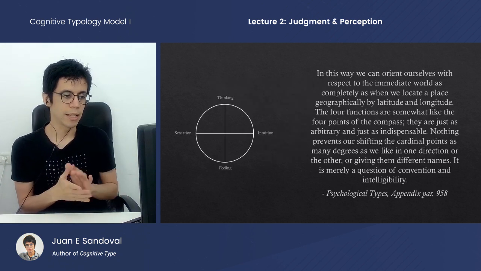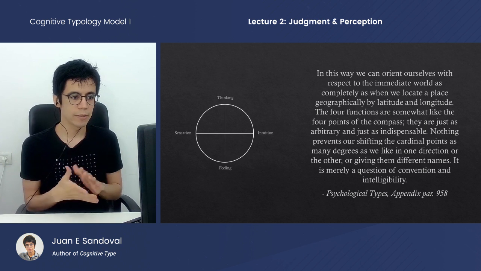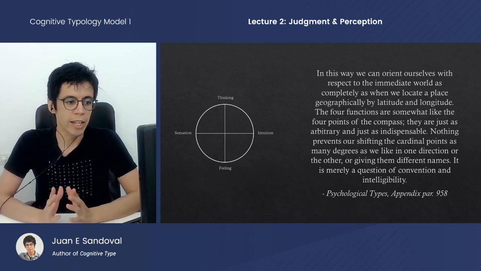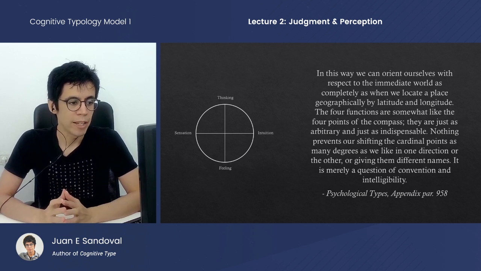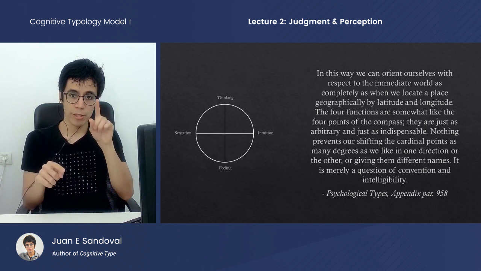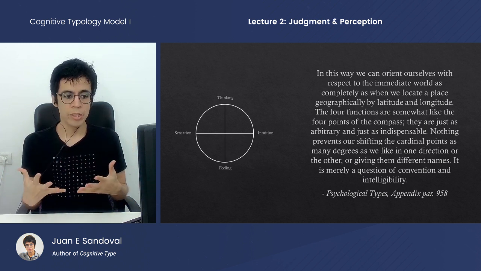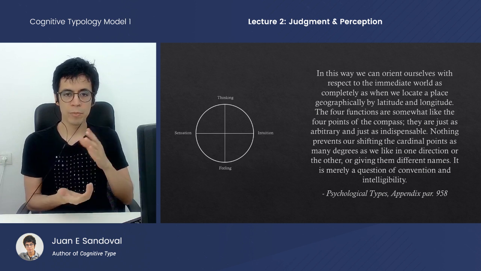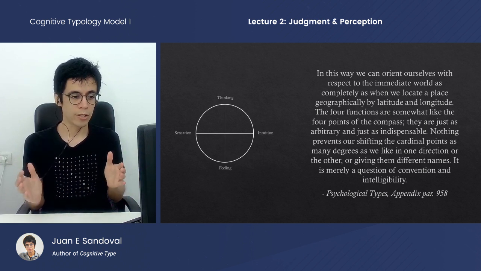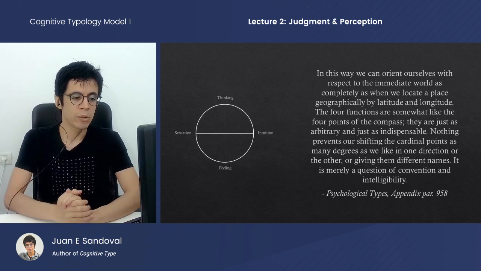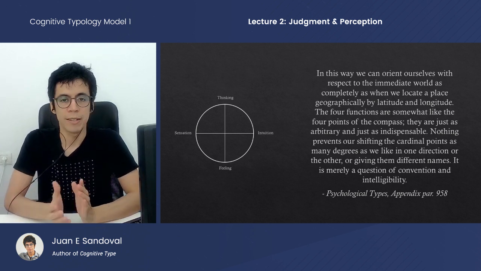And this is what he says, that in this way we can orient ourselves with respect to the immediate world as completely as when we locate a place geographically by latitude and longitude. The 4 functions are somewhat like the 4 points of the compass. They are just as arbitrary and just as indispensable. Nothing prevents our shifting the cardinal points as many degrees as we'd like in one direction or the other, or giving them different names. It is merely a question of convention and intelligibility.